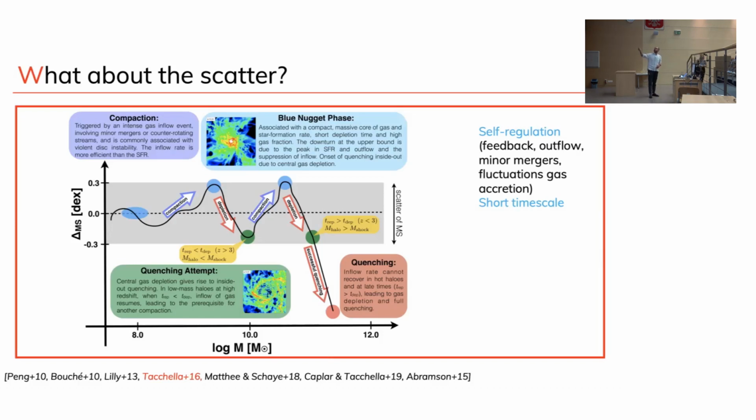And then since we're astronomers, we start getting some fancy names. This is blue nuggets. This is called the red nuggets. That's just there.